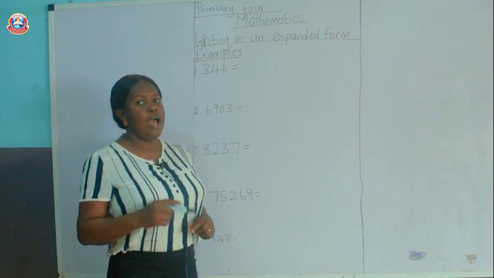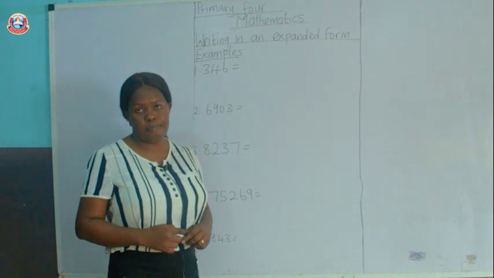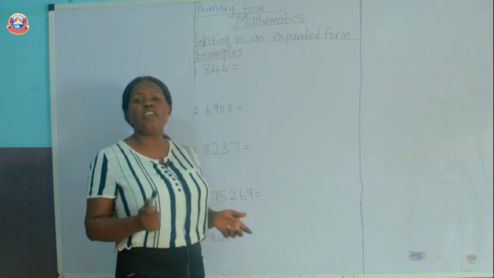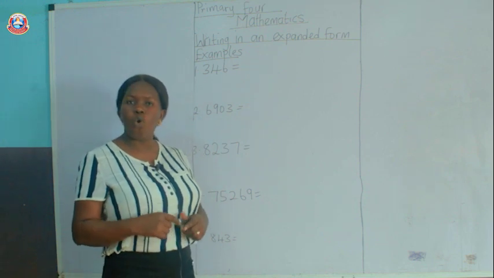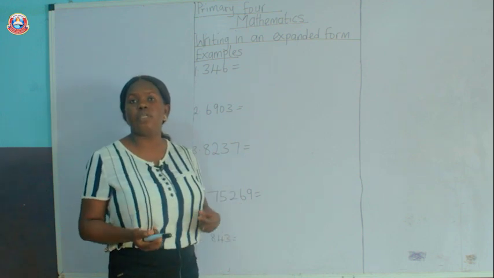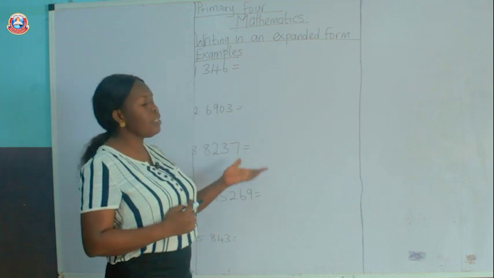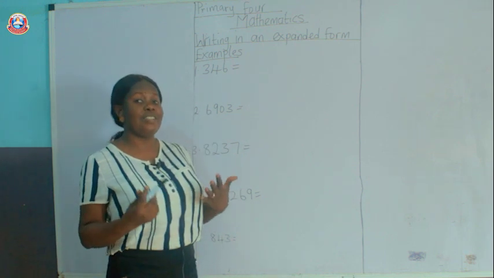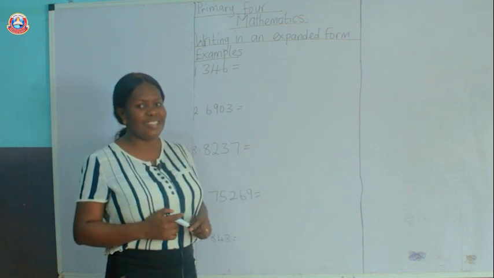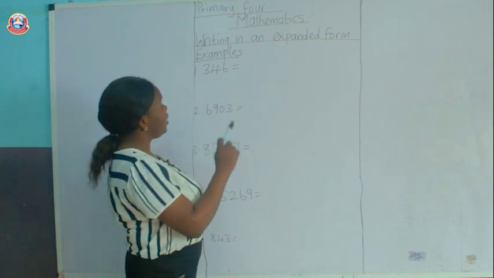Mathematics Primary 4. And the topic we are going to be looking at today is writing in an expanded form. Say it. Writing in an expanded form. In our previous classes, we have been taught all numbers. Counting in tens, counting in hundreds, counting in 1,000. And also, we are also taught what an abacus is and how to represent numbers using abacus. I hope we have not forgotten what we learned. Good. So today, we are moving on to writing in an expanded form.